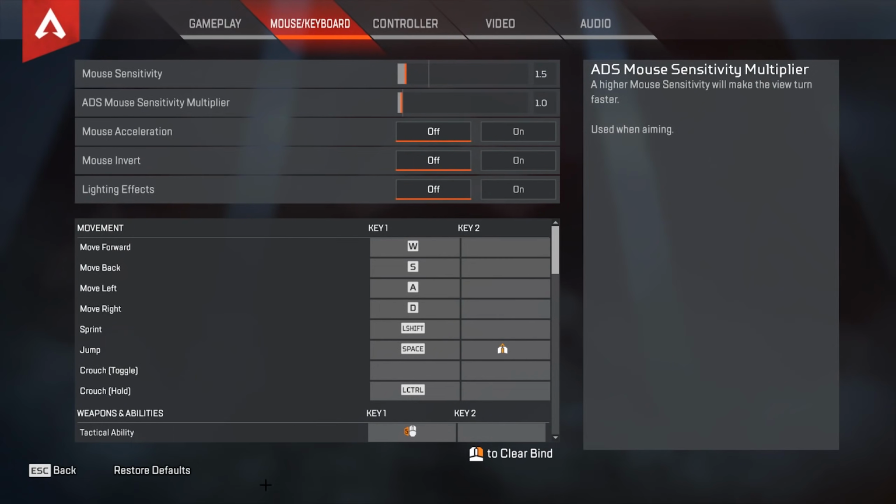Alright guys, let's just go over the in-game settings really quickly here. I want to touch on this.